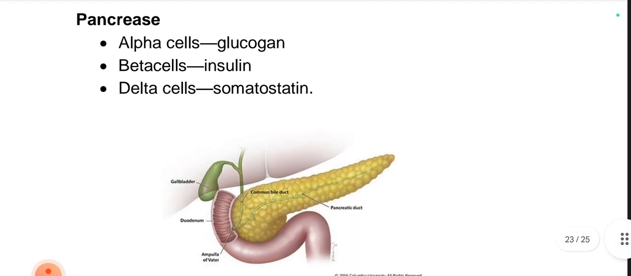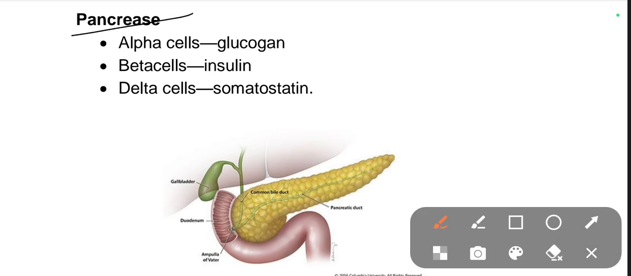The next gland is the pancreas. The pancreas has an endocrine function. The alpha cells, beta cells, and delta cells are present in the pancreas. Alpha cells produce glucagon, beta cells produce insulin, and delta cells produce somatostatin. These hormones are produced by the endocrine part of the pancreas, because the pancreas also has an exocrine function.